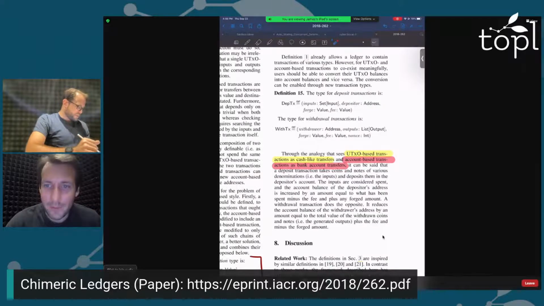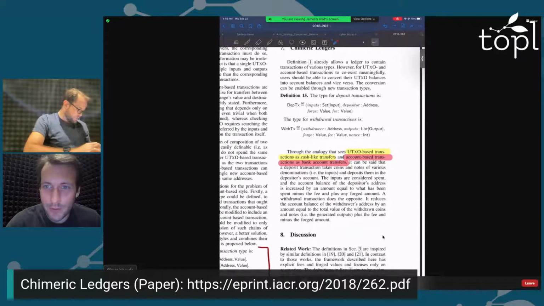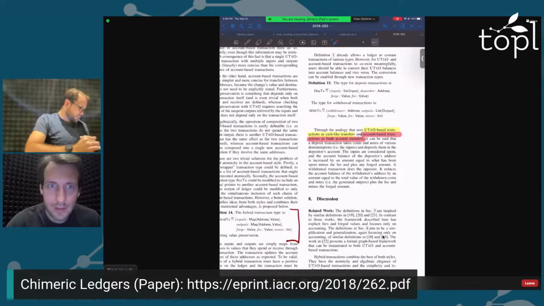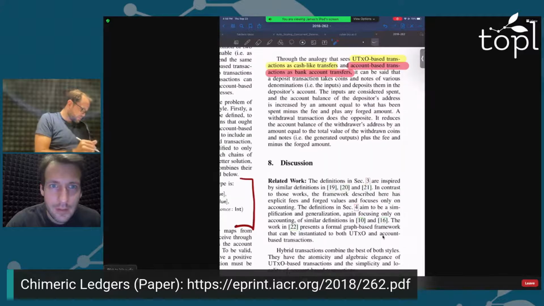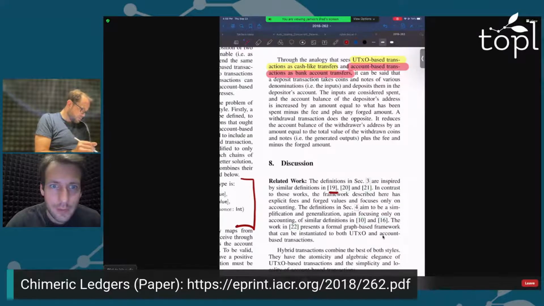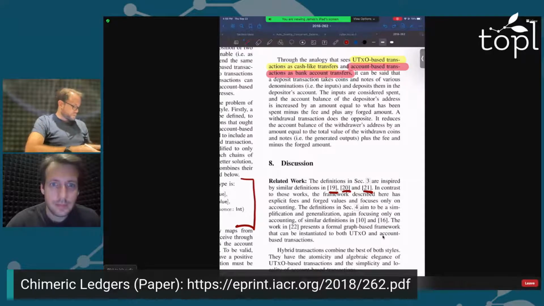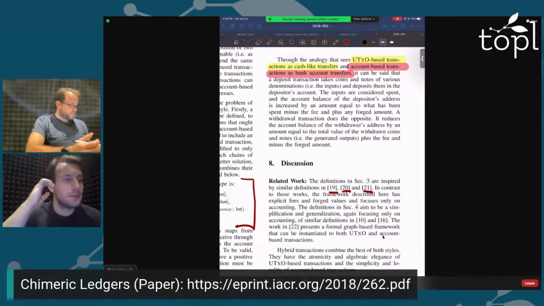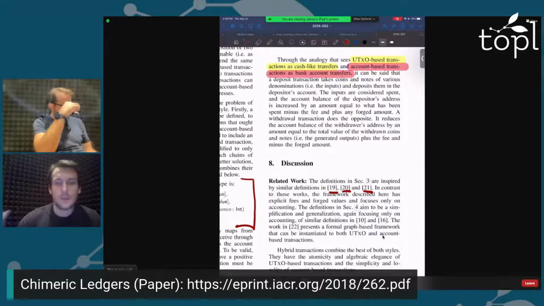Oh, so the related work: the definitions in section 3 are inspired by similar definitions in... oh, what? Okay, 19. These are good. Let's go look at these. 20 and 21. Explicit fees and forged values, and focuses only on accounting. Okay, well, I don't want explicit fees or forged values, but I've got to see why. Maybe our system won't work with his, given where we put some of the data. I'm really hoping it will, though.